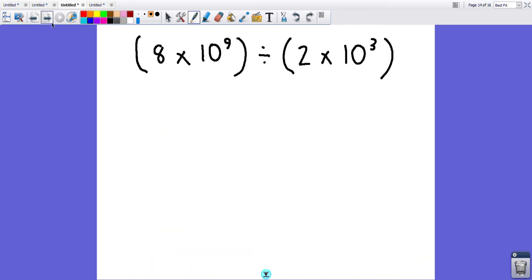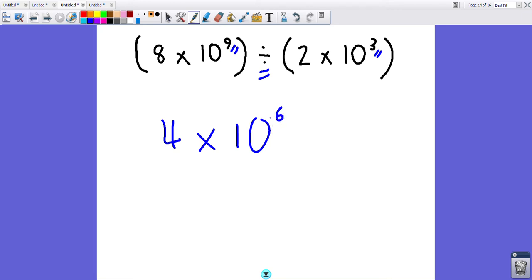Now, I've got a couple of examples here where we're going to divide, but really it's just the same thing, except we're doing 8 divided by 2 this time to get 4, times by 10, and this time we're going to apply indice rule number 2, where we subtract the powers because we're dividing. So it's going to be 10 to the power of 9 minus 3, 10 to the power of 6.